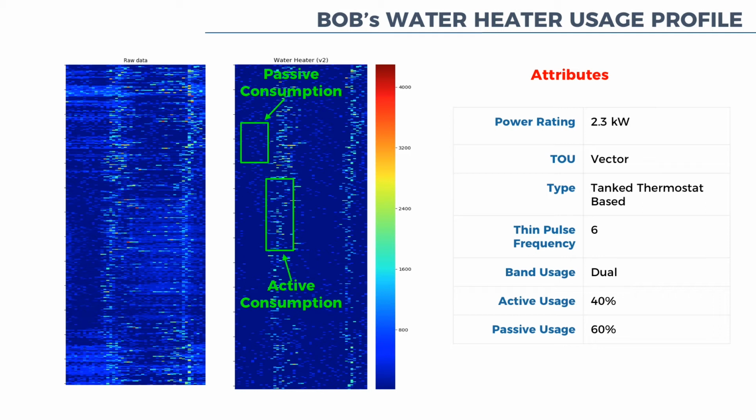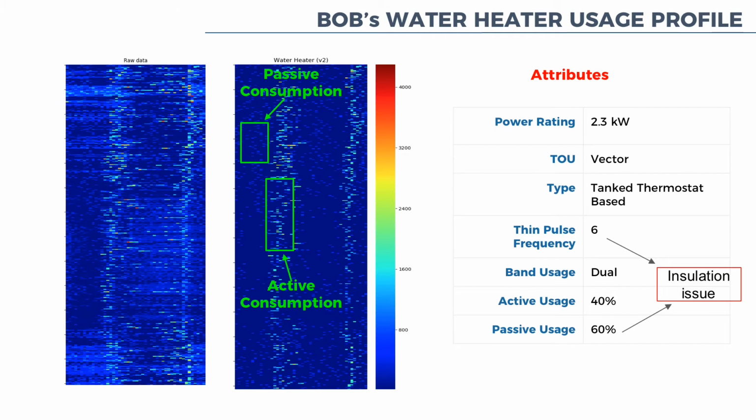So what are the things you can derive? The first thing is seeing the passive usage percentage. It's definitely clear that he has an insulation issue, because most of the energy is wasted just to maintain the temperature while he's not using it. So it's a leakage problem. So what are the things we can do? We can suggest Bob have a repair done to his water heater.